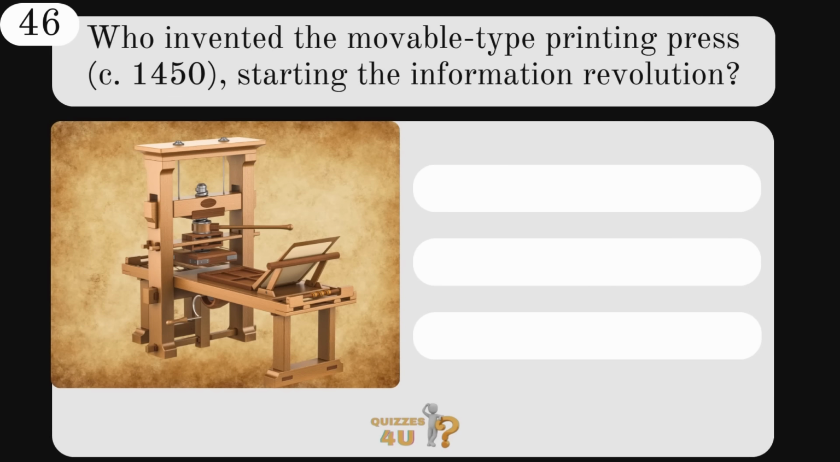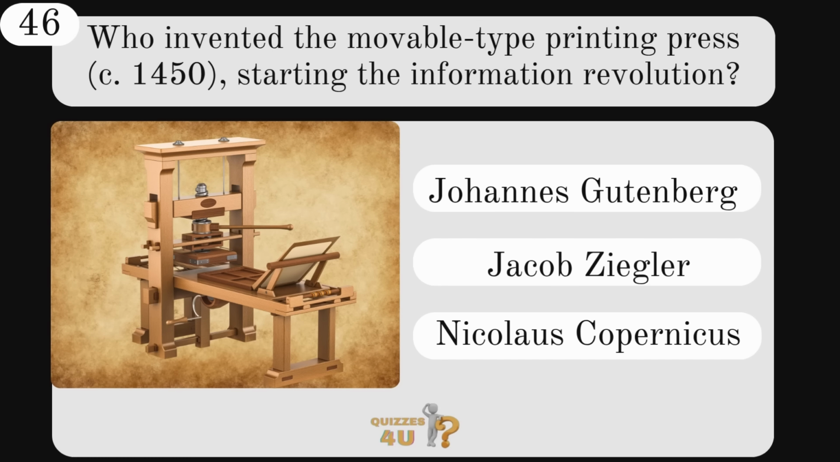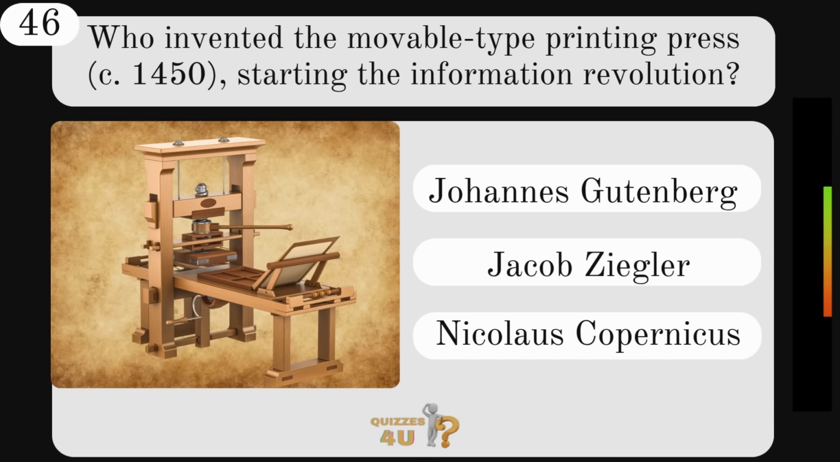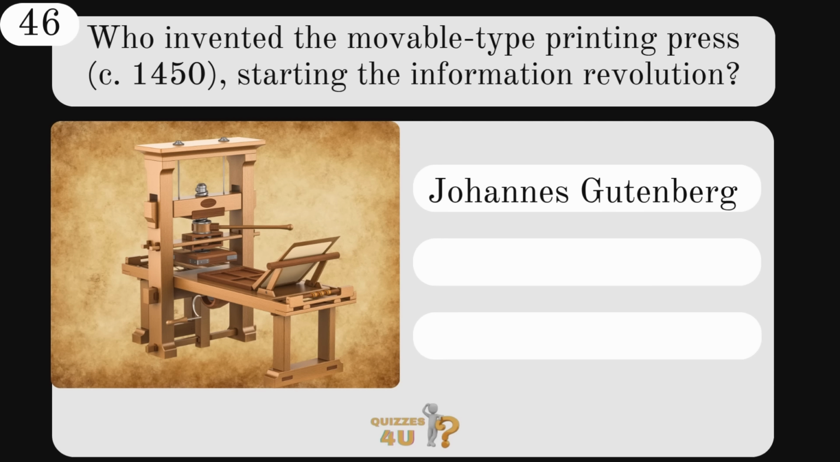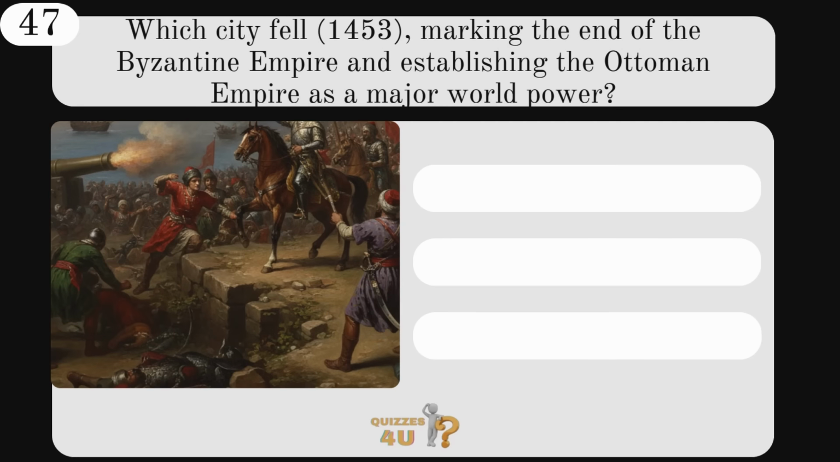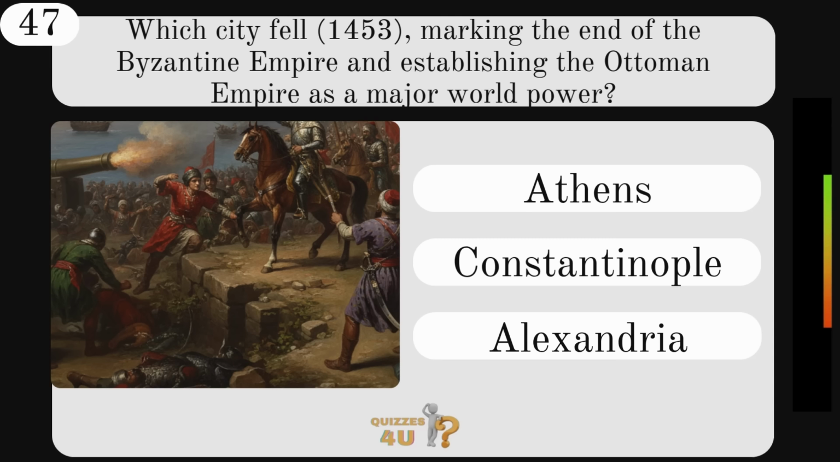Who invented the movable type printing press, starting the information revolution? Was that Gutenberg, Ziegler, or Copernicus? That was Gutenberg. Which city fell, marking the end of the Byzantine Empire and establishing the Ottoman Empire as a major world power? Athens, Constantinople, or Alexandria?